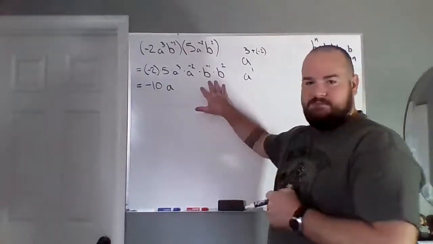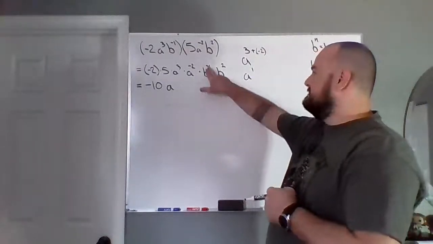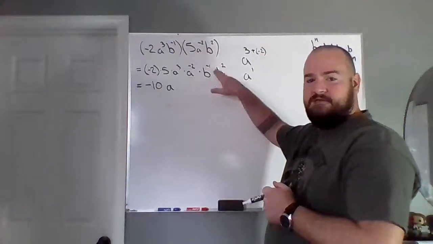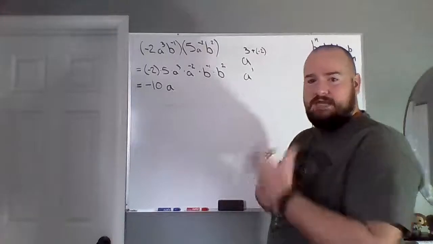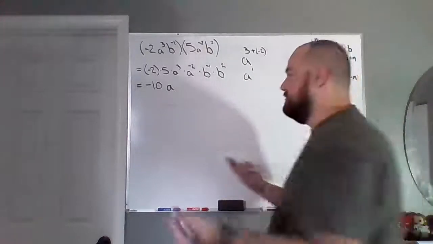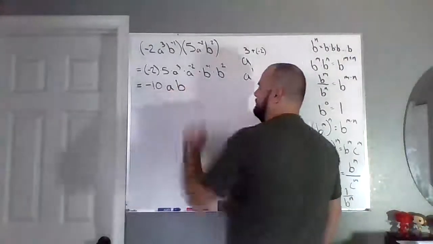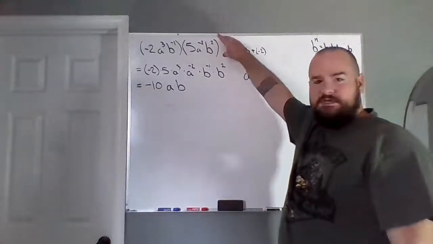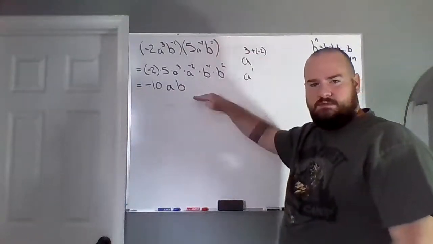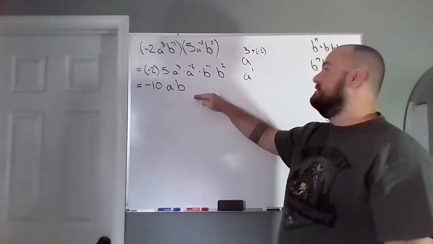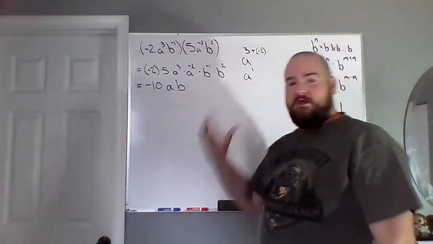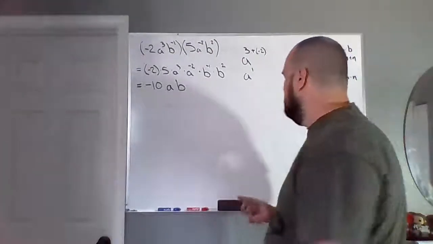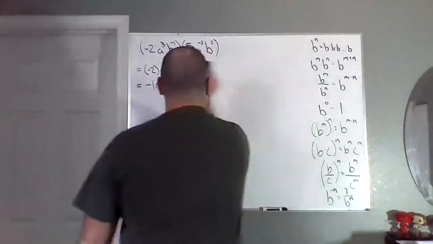I do the same thing with my b's. Here I have b to the negative first times b squared, which means I have b to the negative 1 plus 2. Negative 1 plus 2 is 1, so we just have times b. So this crazy looking thing is actually just negative 10ab. Really simple. By following these rules and just going through and doing it, it's really easy. Okay? Let's do another example.